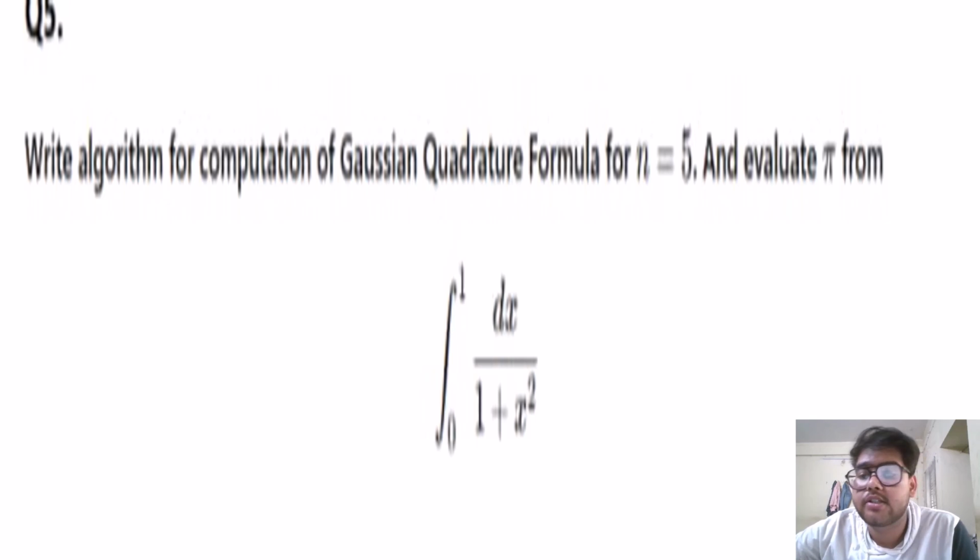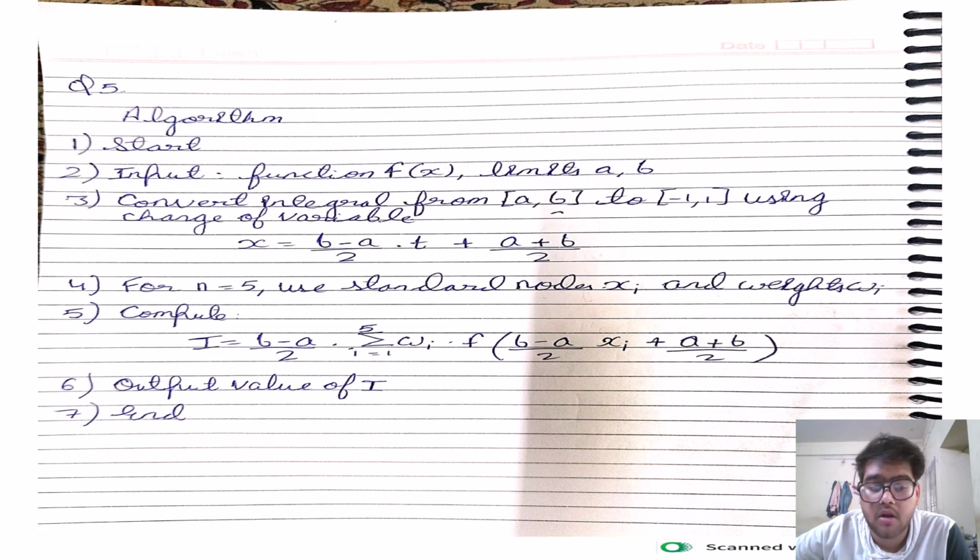The fifth question is: write an algorithm for computation of Gaussian quadrature formula for n is equal to 5 and evaluate pi from integration of dx upon 1 plus x square in the interval of 0 to 1. So the algorithm will be: input function f of x, limits a, b. Convert integral from a, b to the interval minus 1 and 1 using change of variable.